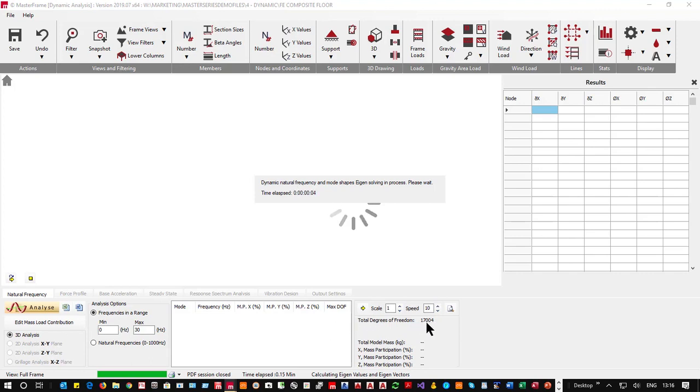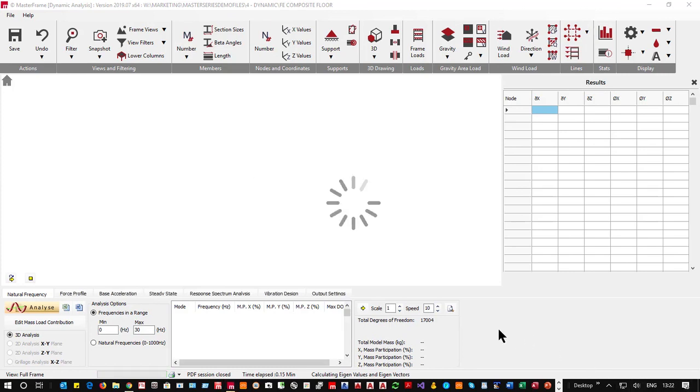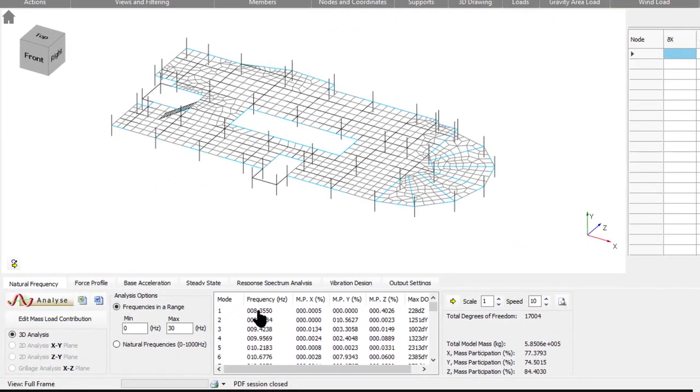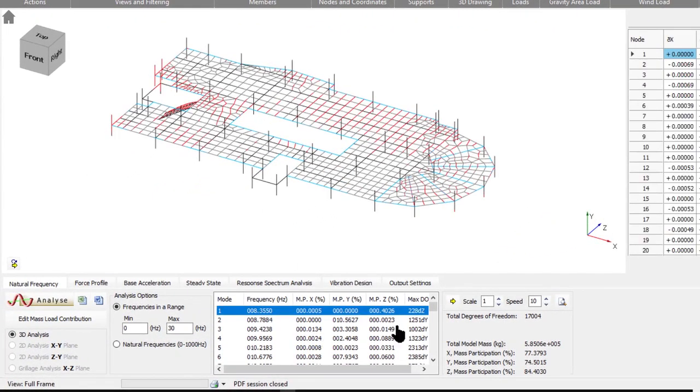We will notice that we're dealing with 17,000 degrees of freedom, and you can square that to get your solution on the system. Here we go. It's finished. So what have we got? We've got our natural frequencies, and for any natural frequency, I can just increase the scale, and you can see what's happening.